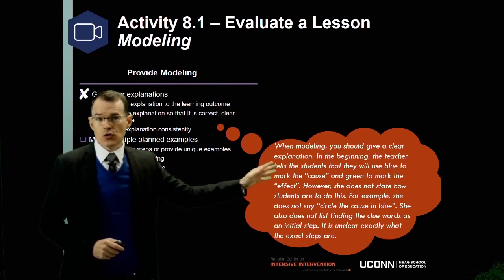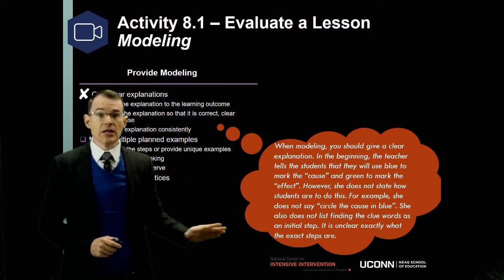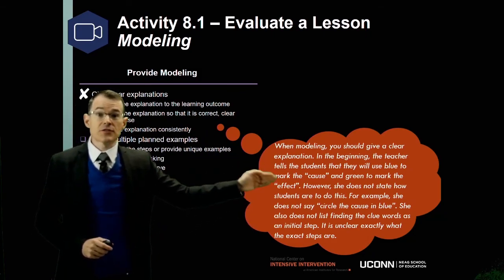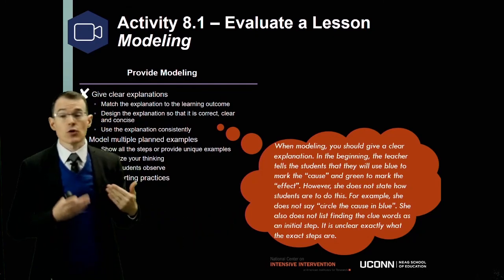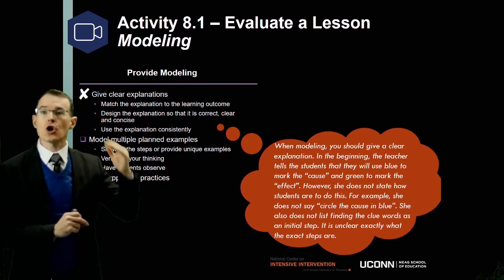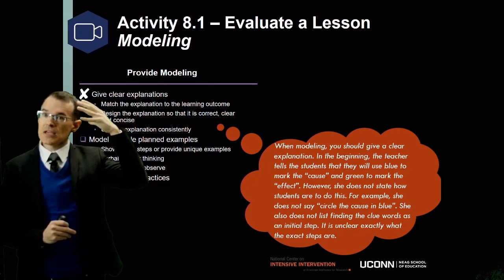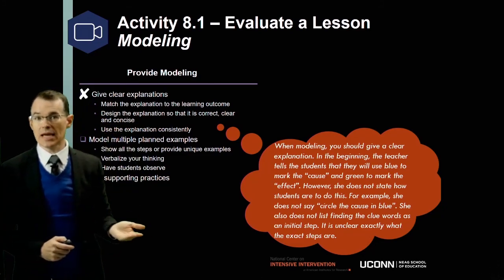She does not say circle the cause in blue or that she's doing that. She does not list finding the clue words as an initial step. So there aren't clear steps for the students to follow. So remember that modeling is about making your thinking transparent, and she isn't doing it in this case.